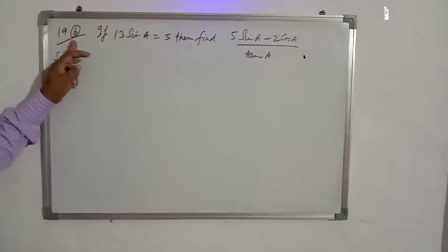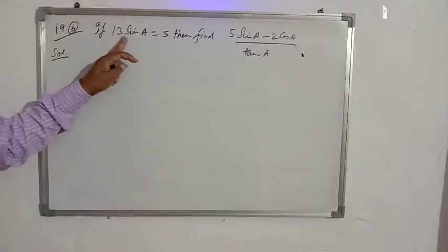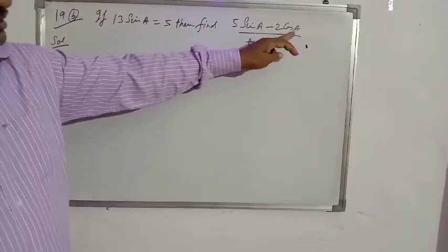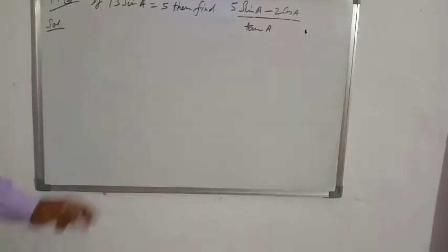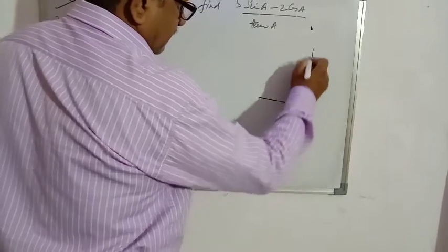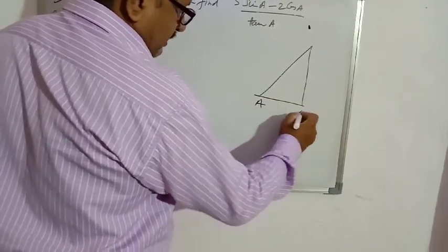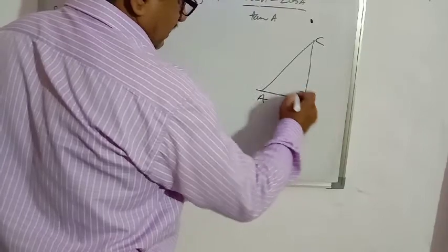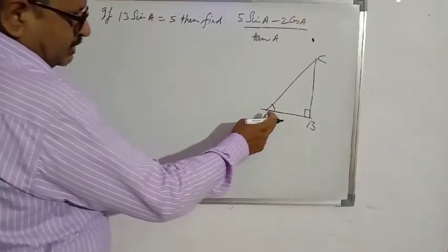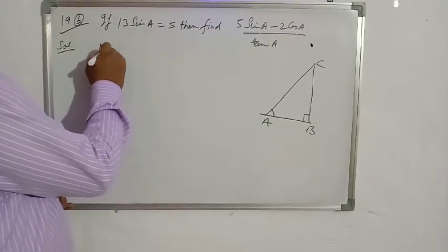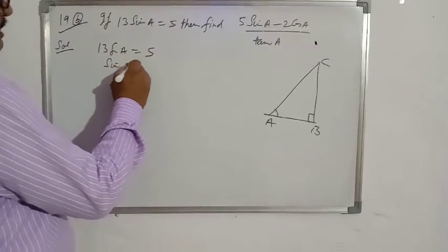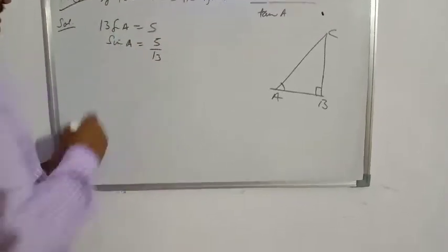See next question 19b. If 13 sin A is equal to 5, then find the value of 5 sin A minus 2 cos A upon tan A. Again take a right angle triangle A, B, C. This angle is 90 degrees. Here it is given 13 sin A is equal to 5. Angle A is acute. What will be sin A? Sin A we can write 5 by 13.